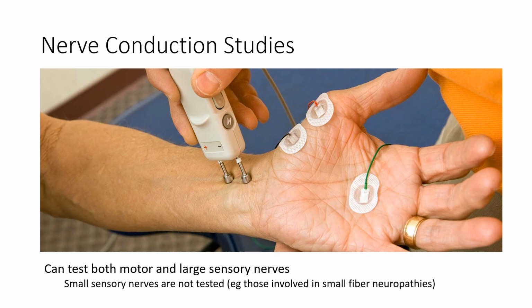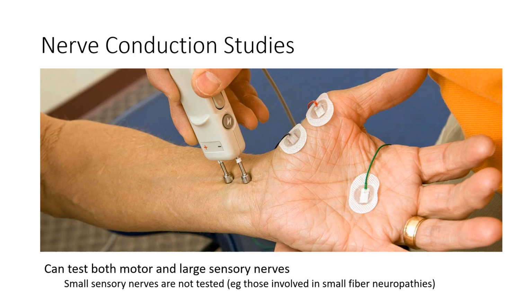So how are these tests done? You can see here this little device that someone is holding and placing it over the course of the median nerve. This is a device that provides a small electrical impulse. We put the device over where we know a nerve runs. And then what we do is we put recording pads. You can see the stickers on this patient's palm. We put recording pads over the muscles that the nerve we're testing innervates.